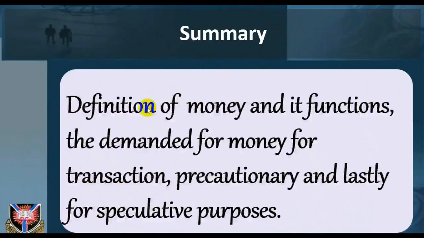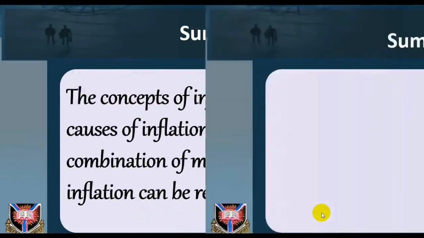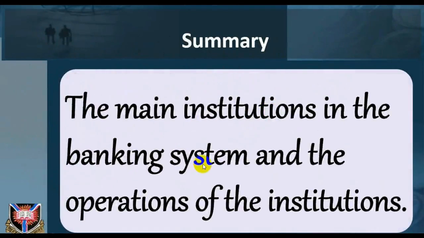Summary. In this study session, we noted that money is any generally accepted medium of exchange. It has four functions: medium of exchange, store of value, unit of account, and standard of deferred payment. Money is demanded for three main reasons: for transaction, precautionary, and lastly for speculative purposes. You learned that inflation is a period of general increase in the price level. The control of inflation is also said to be a function of the causes of inflation. However, through a combination of monetary and fiscal policy, inflation can be reduced in the economy. Finally, you examined the main institutions in the banking system and the operation of the institutions.